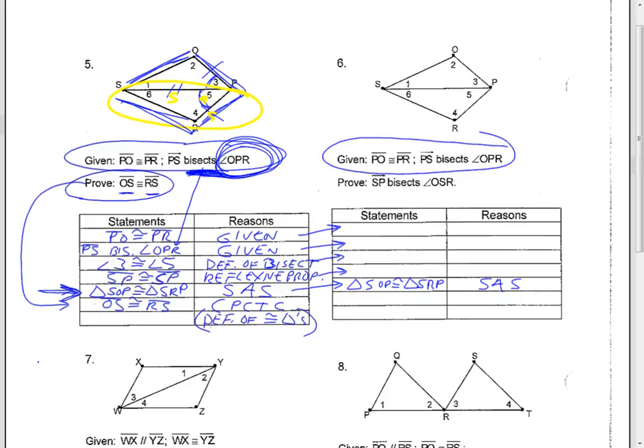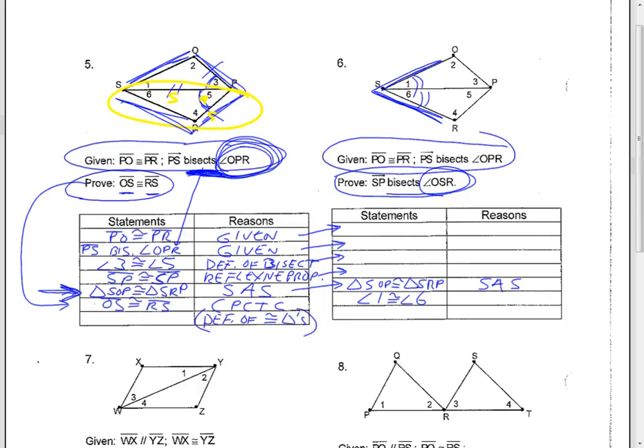What normally comes after that? Some sort of CPCTC, but I have a different prove this time. What are we trying to prove? What angle? Which side is OSR on, left or right? Left. So if I want that to be bisected, what angles would have to be the same? 1 and 6. Have we mentioned 1 and 6 anywhere? No. That's probably what we have to mention. We have to talk about those two. So that's going to be the next step.